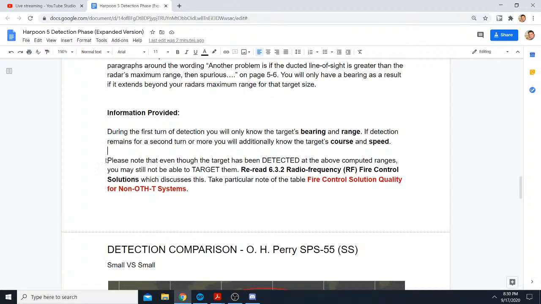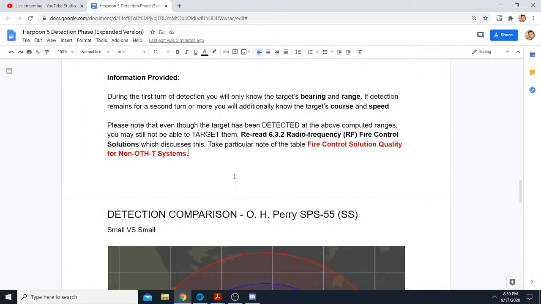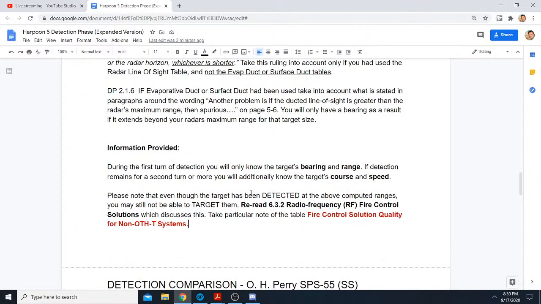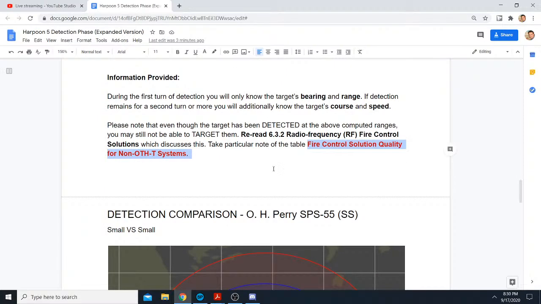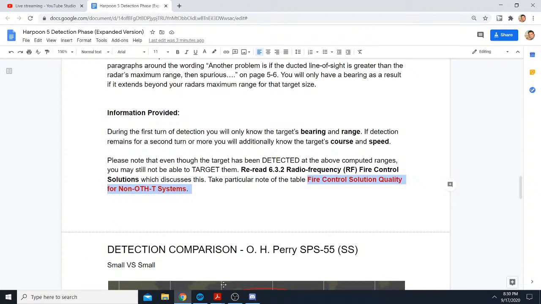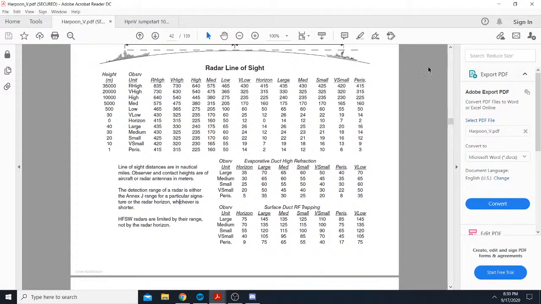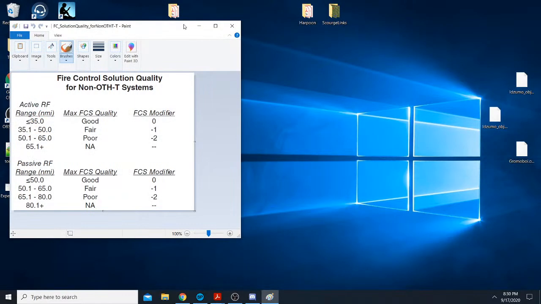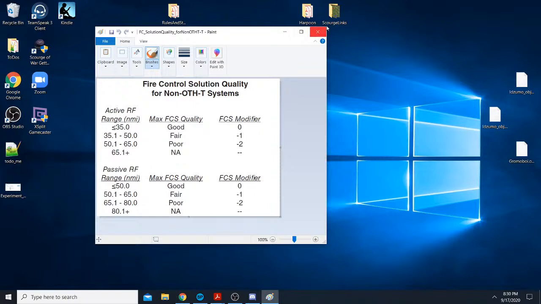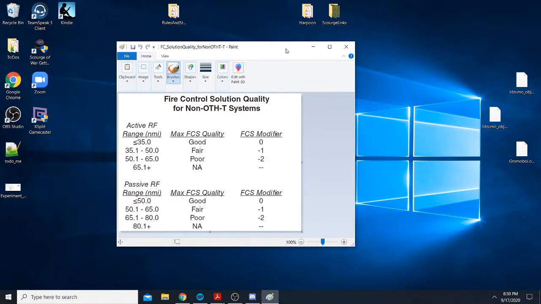Here's the big thing. Here's the big, not gotcha, but yay, you've detected it. That doesn't mean you can target it, right? And what's really nice is there's a fire control solution quality for non-OTHT system table. It's on, I think it's in 6.3. Let's go take a look at that. As a matter of fact, I think I actually kept it out as an image for this sake. All right, so look right here. So even if you've detected the target beyond any of these ranges right here, right?